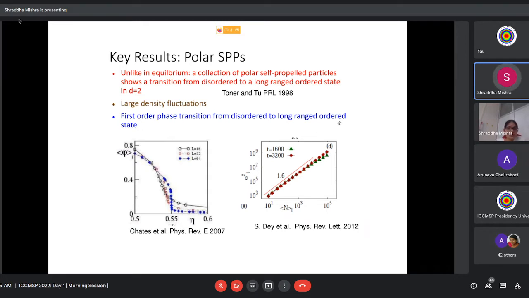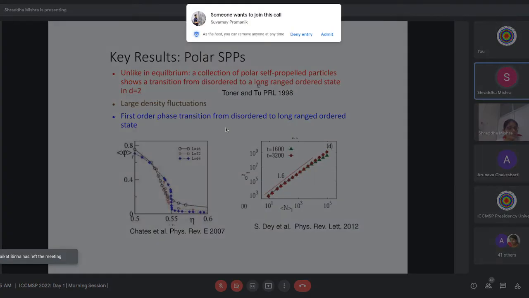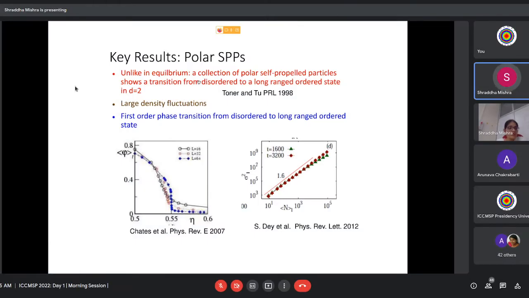Unlike in equilibrium, one of the interesting results is that this collection of self-propelled particles in d equal to 2, whereas in the XY model in d equal to 2, a continuous symmetry system, we cannot have a long range ordered state. But this system shows a transition from a disordered to a long range ordered state, which is not present in equilibrium. So this is different from the usual equilibrium 2D continuous symmetry spin system.